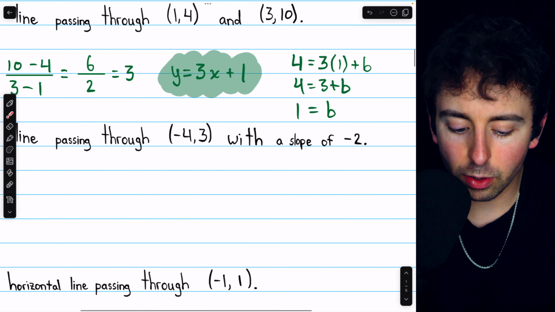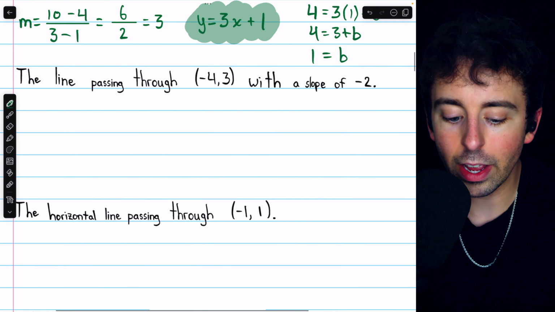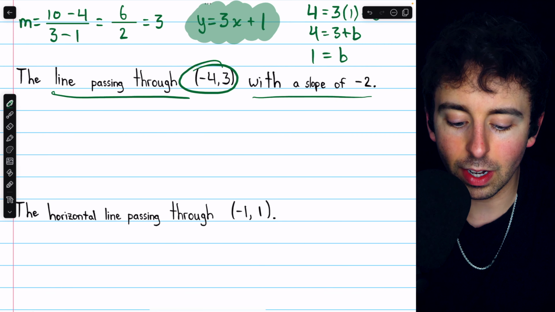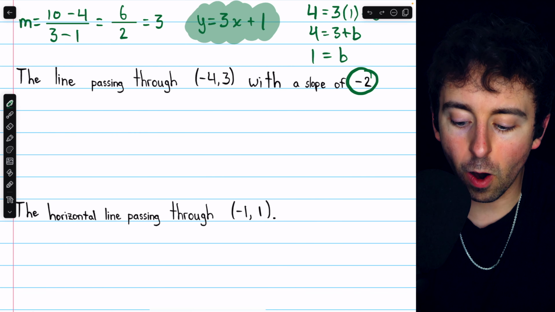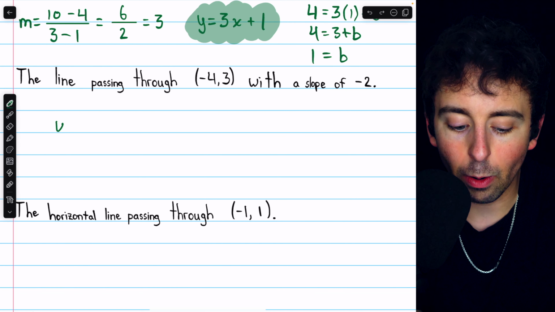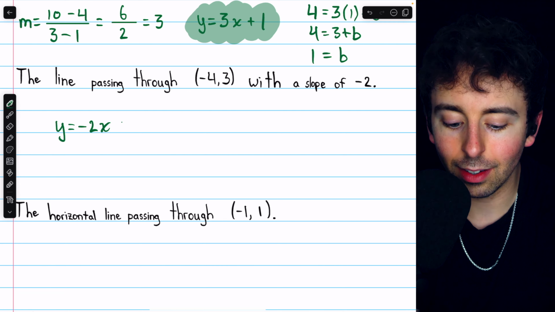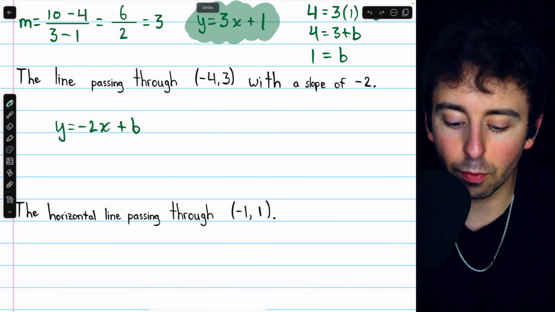All right, let's move on to the second problem. We want to write the slope-intercept form equation of the line passing through this point with a slope of -2. This is like the previous problem, except we already know what the slope is. So our line will look like this: y equals -2x plus b. Now we can just plug in this point to solve for b.